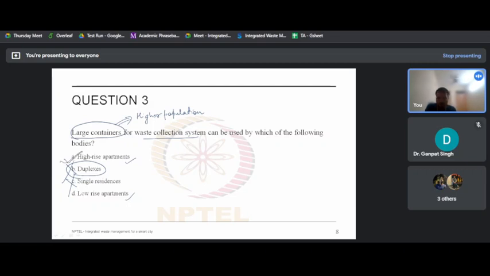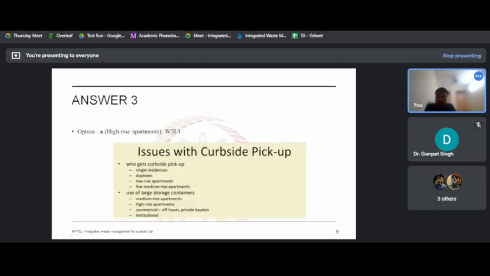Although D will also have a container requirement, which will generally be higher compared to option B and option C, given the options here, among high rise and low rise, we can go with high rise apartments for large containers for the purpose of waste collection system. Students can refer to week 5, lecture 1.